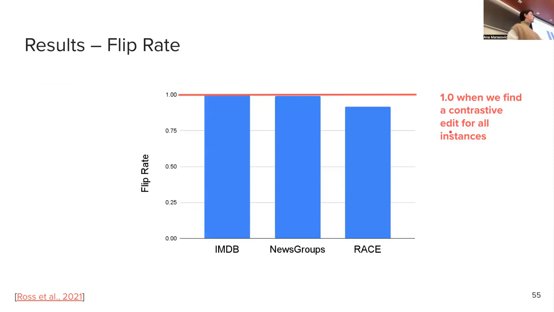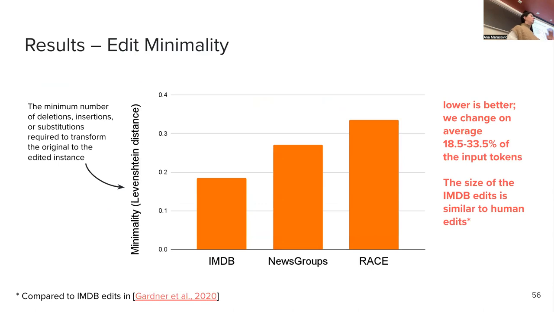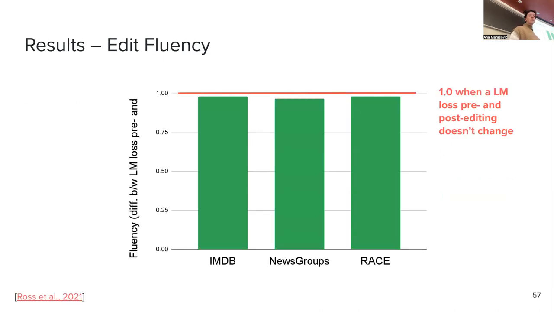The metrics we use are flip rate, which has to be high, since you need to flip many of the predictions, and minimality, which we want to be low. We use Levenshtein distance to measure the number of operations that bring us from the original input to the edited input. Here there isn't a magical number, so you may need to do some extra steps, if you can, by comparing the minimality of your edits with the minimality of human edits.